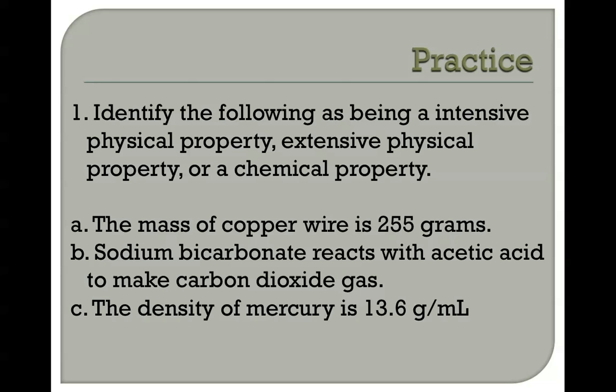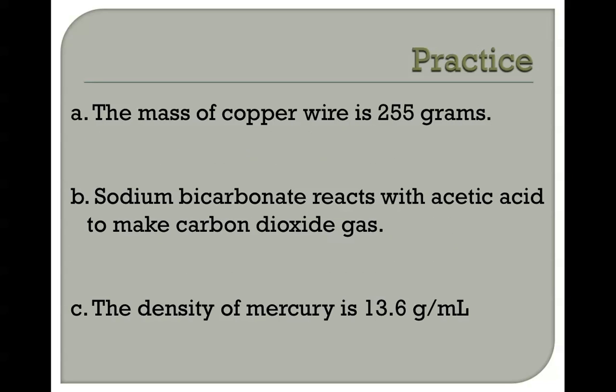Alright, so here's some practice. This would be a good part for you to pause the video and then try out the next 2 problems, which will basically sum up what we just went through in the notes. Alright, so the mass of a copper wire is 255 grams. I can have copper wire and have it have a variety of masses, so this is something that can change. So it's an extensive physical property.